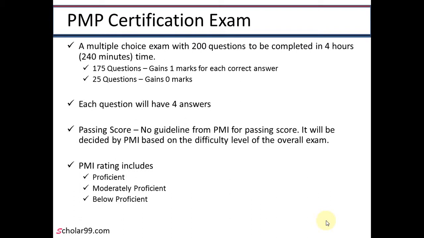It will be decided by the PMI based on the overall difficulty level of the exam. There is a rating scale given by PMI, which is in the last point. There are 3 ratings on the scale: proficient, moderately proficient, and below proficient, right? Proficient is if you're very good on that particular subject. Moderately proficient is the neutral one, and below proficient means you have poor knowledge of that particular process group.